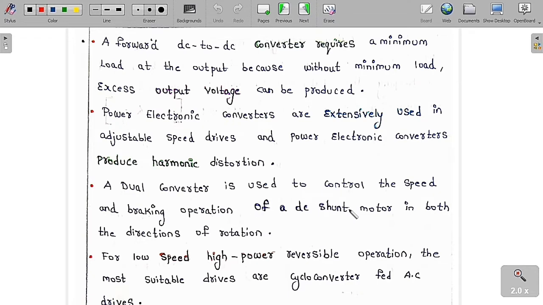A dual converter is used to control the speed and braking operation of a DC shunt motor in both directions of rotation. A dual converter is a four-quadrant chopper. So we can control the DC shunt motor in either the forward or backward direction. We can go for motoring, regenerating, even braking. All these things we can easily control with the help of a dual converter.